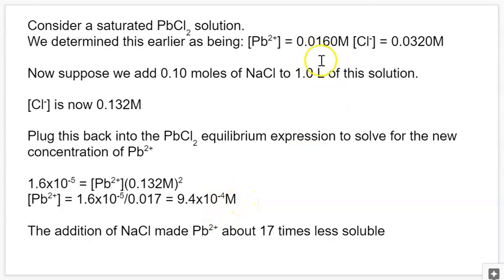So it went from 0.016 to 0.00094. And this is basically making the lead 2 plus ions 17 times less soluble than they were before. So the addition of the sodium chloride to the solution decreased the solubility of the lead 2 chloride by shifting it back towards the reactants.